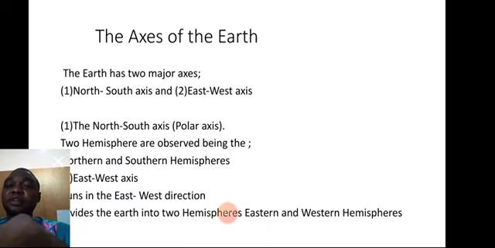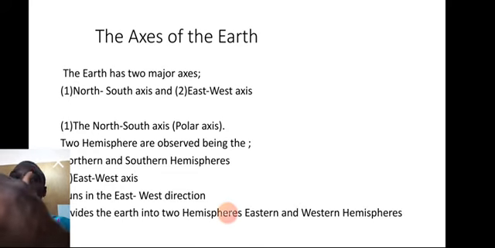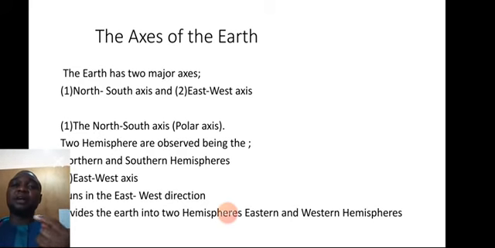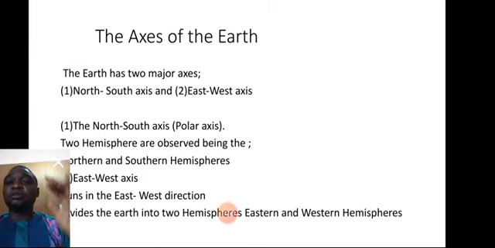Our next subheading is the axis of the Earth. This is plural for axis. The Earth has two major axes. These are the north-south axis and east-west axis. The north-south axis is also called the polar axis because it houses the north and south poles. Let me remind you that the Earth makes one complete rotation in 24 hours. And it is believed that for a round object to rotate, it rotates on its axis. So the Earth has an axis, the axis of the Earth. This is an imaginary line anyway, running from the North Pole through the center of the Earth down to the South Pole.